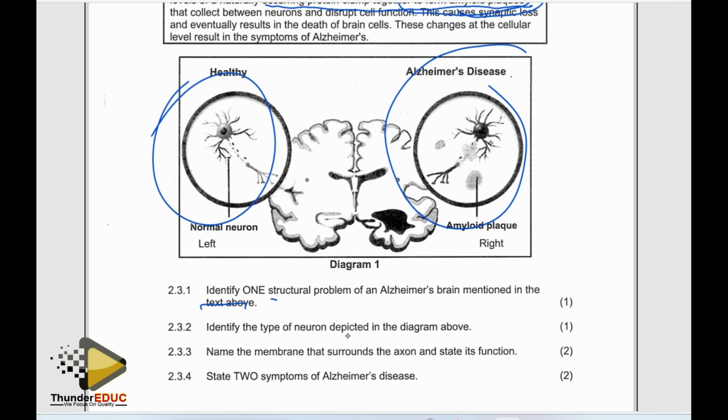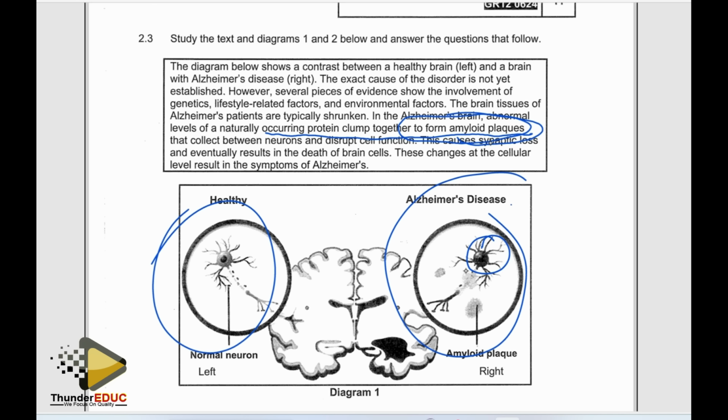Identify the type of neuron depicted in the diagram above. If you look at the neuron, this is the cell body, and then these are the dendrite, the axon, the terminal branches of the axon. Dendrite, cell body, axon, the terminal branches of the axon. Yes. You know, how does the impulse move? Dendrite, cell body, axon, the terminal branches of the axon.